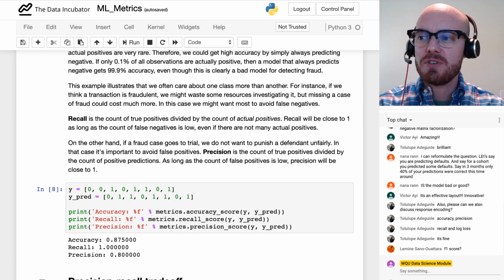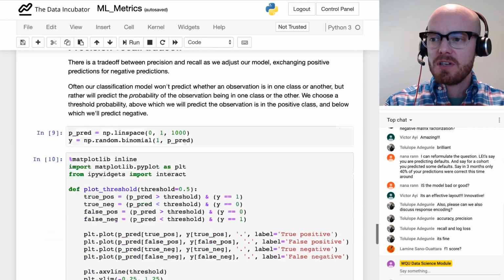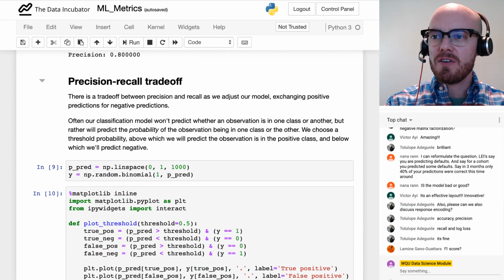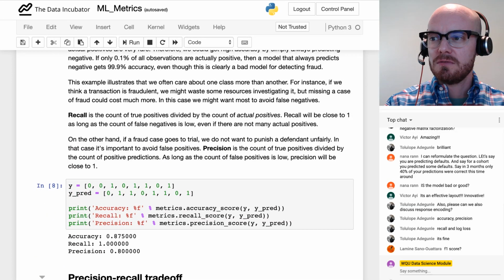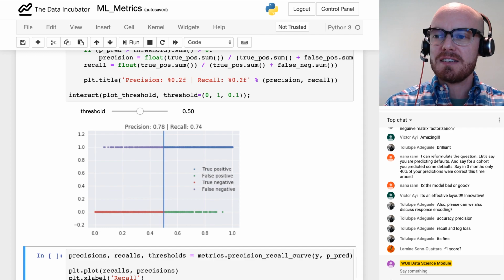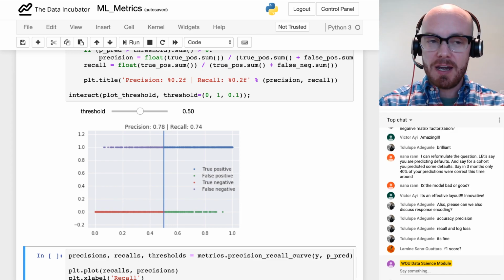On the other hand, precision is going to be the count of true positives. So again, this number, the blue, divided by the total number of positive predictions. So everything that's to the right of this line. So the number of blue dots divided by the number of blue plus the number of green.